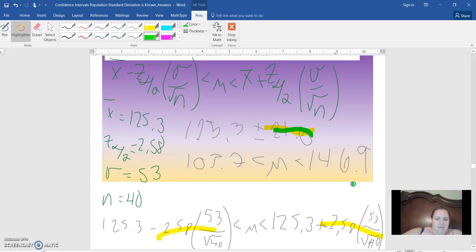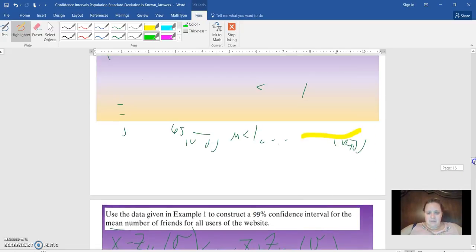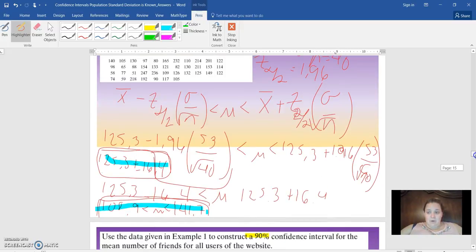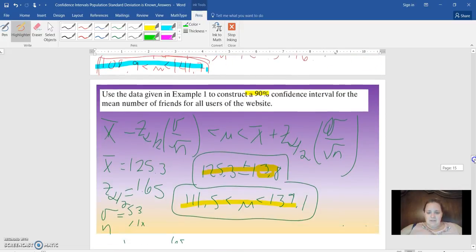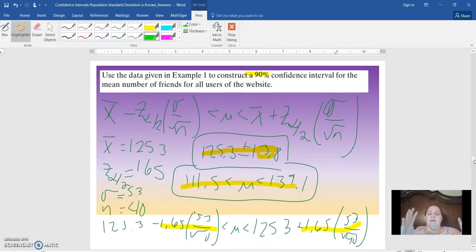All right, and these are my two answers, depending on how I asked for it. All right, so let's compare these. At 99%, it's between 103 and 146. 95% is 108 to 141. 90% is 111 and 139. So as your confidence level increases, so does the margin of error, because the more confident you are, you need to leave a little more wiggle room. That is what I'm trying to show you here.